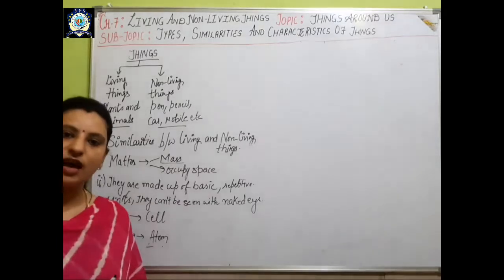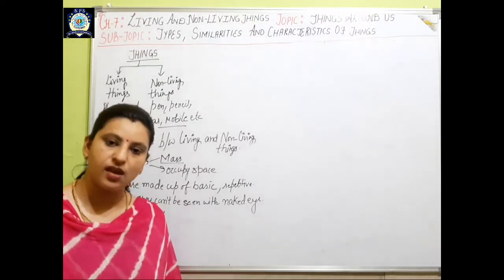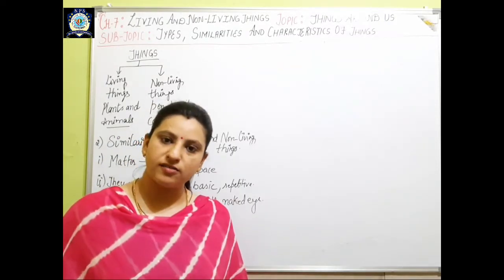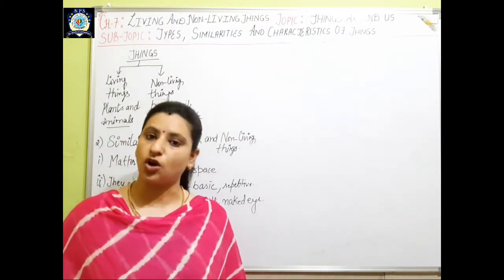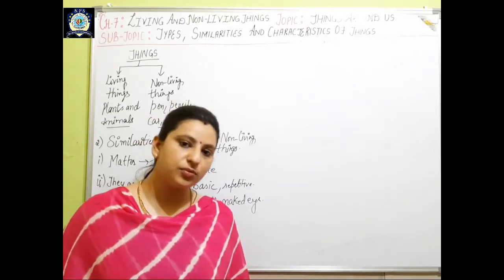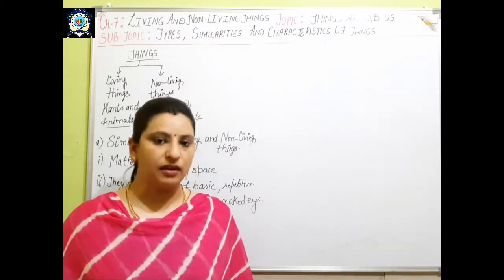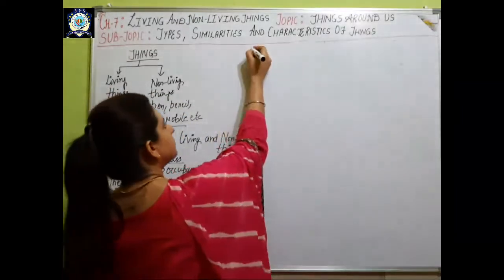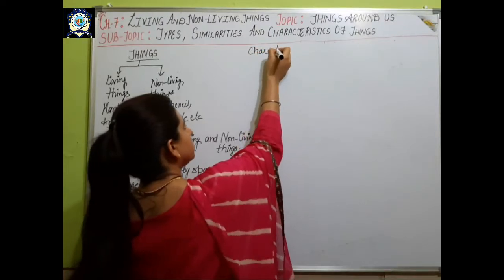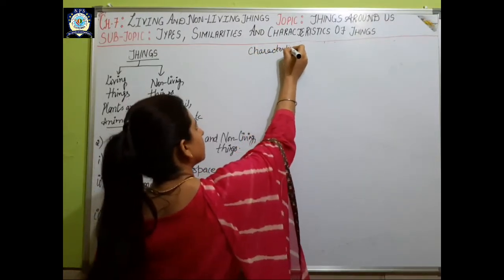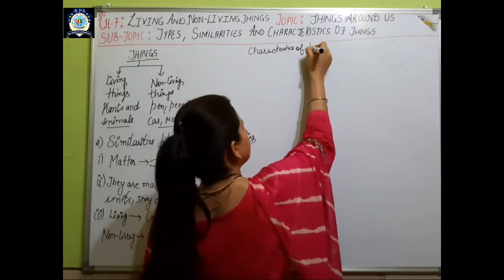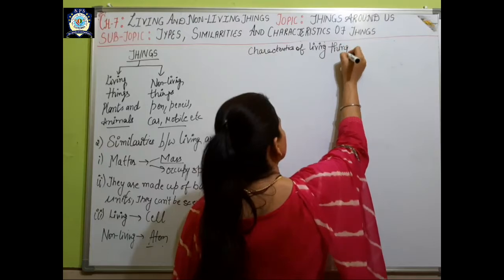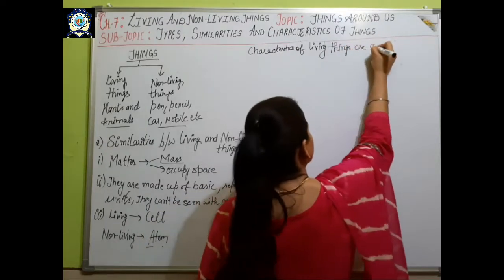Now we will discuss the characteristics of the living things. We know that living things are organisms, and all organisms have some basic characteristics which are common in them, and we will learn how these living things are different from the non-living things. So the characteristics of living things are as follows.